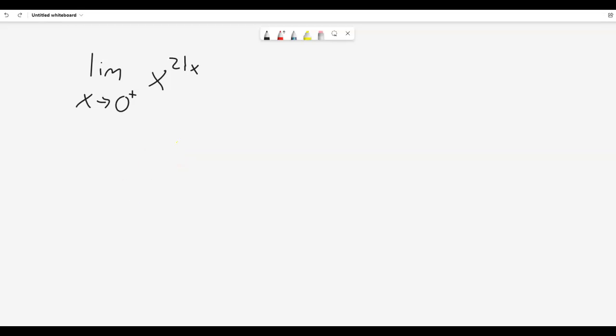Today I want to take a look at an example from section 4.7. This is number 14 in the homework, and it says determine the limit as x approaches 0 from the right of the function x raised to the 21x power.